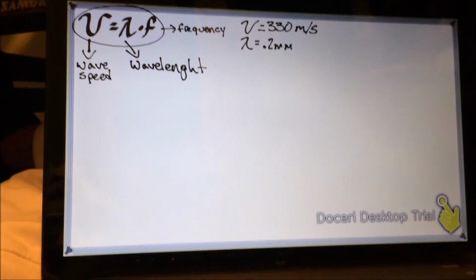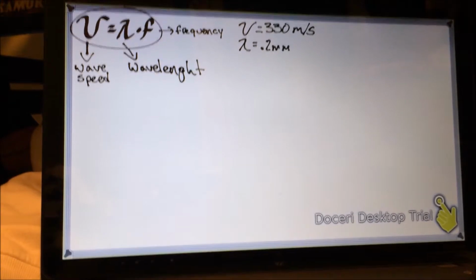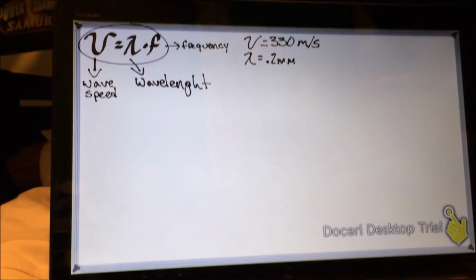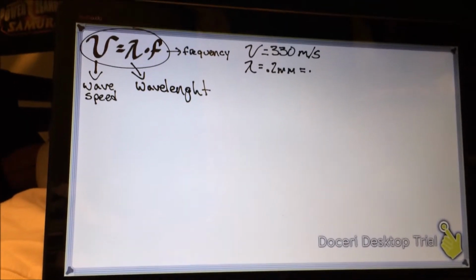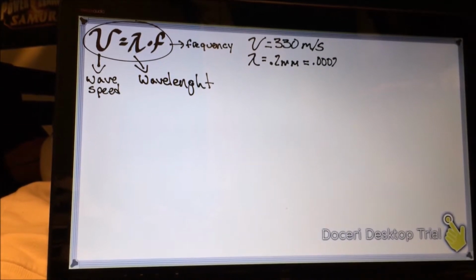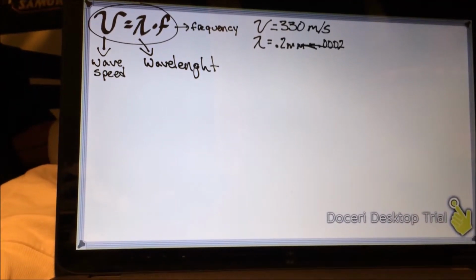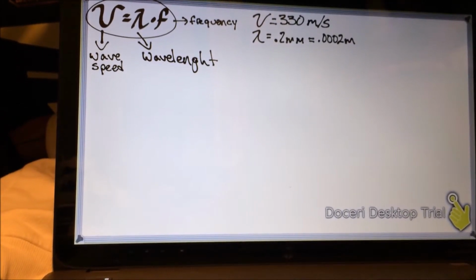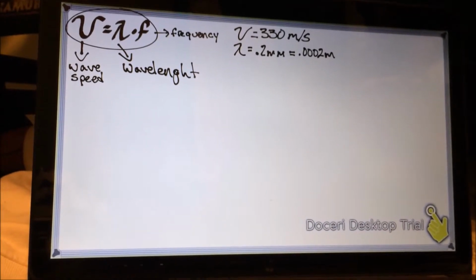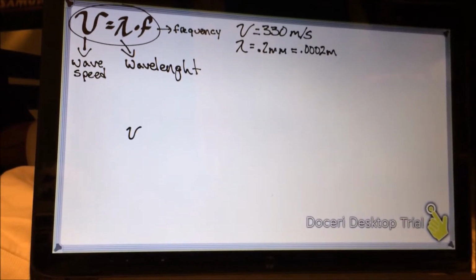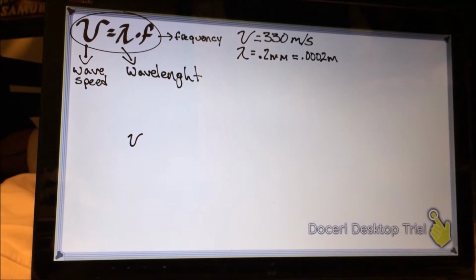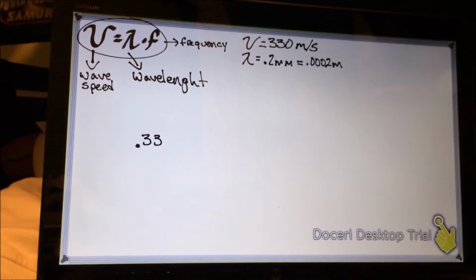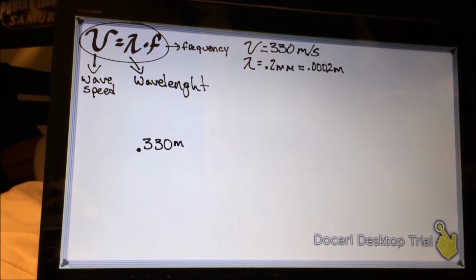Notice, however, that this is in millimeters, and in order to truly solve this, we need to convert that into meters. And so this will actually be 0.0002 meters. Now we just have to plug this all in. So this will be the wavelength, this wave speed, which equals 330, sorry about that.